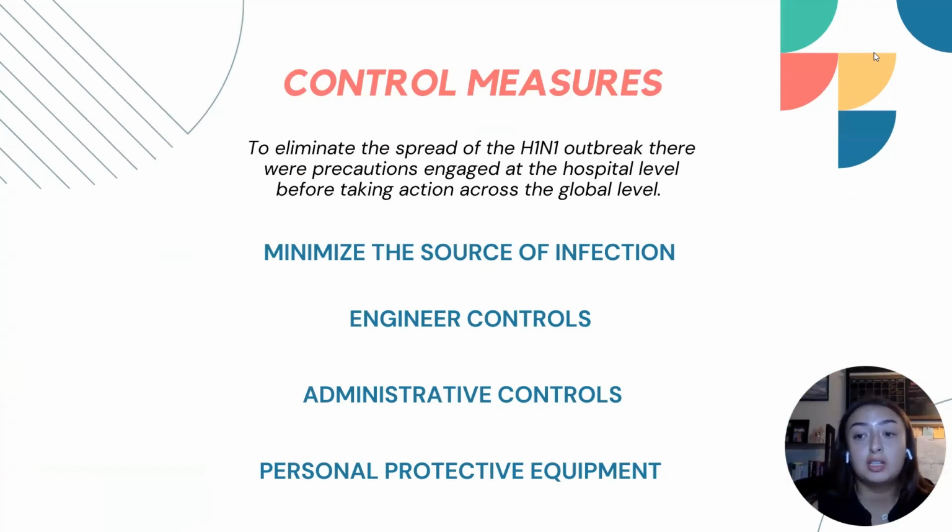Engineer controls. This included installing partitions, which are those glass or plastic clear frames, and using ventilation throughout the hospital, installing hands-free soaps and bathroom items such as sensor dryers and sensor toilets to eliminate the touching of these items, and they're commonly shared items as well.